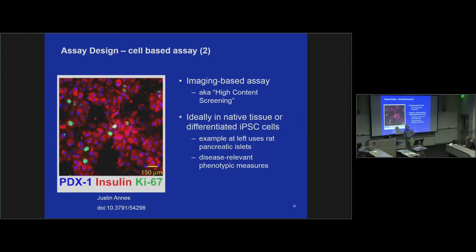Okay, the second one of these is actually a screen that was run by one of the Spark projects, Justin Dennis. And it's an imaging-based assay. One of the things HTBC has is a high throughput imager. And that allows you, either using fluorescent proteins or antibodies, to actually look at changes in expression, changes in the number of cells that do various things, changes in shape of cells, changes in the number of cells.